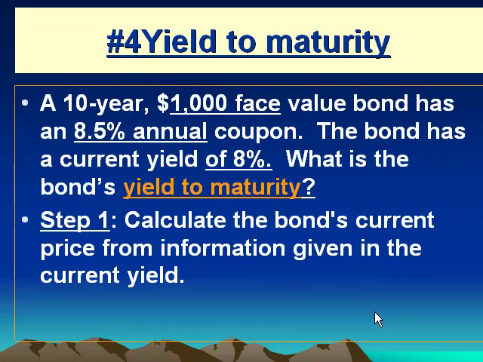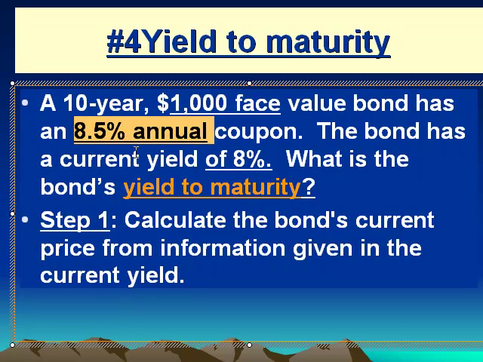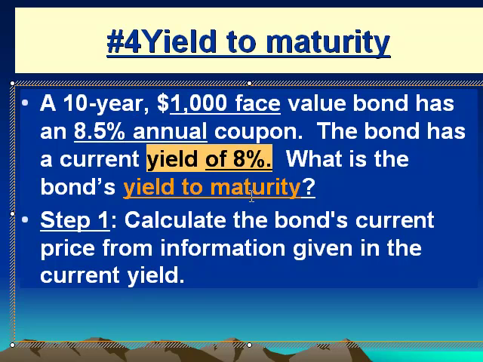Next one is the yield to maturity. That means if you held the bond till maturity, what kind of rate are you earning on that bond? That's what the yield to maturity is. So if you have a 10-year, $1,000 face value bond with an 8.5% annual coupon, that means it pays $85 a year, and you know that the current yield is 8%. So what is the yield to maturity?